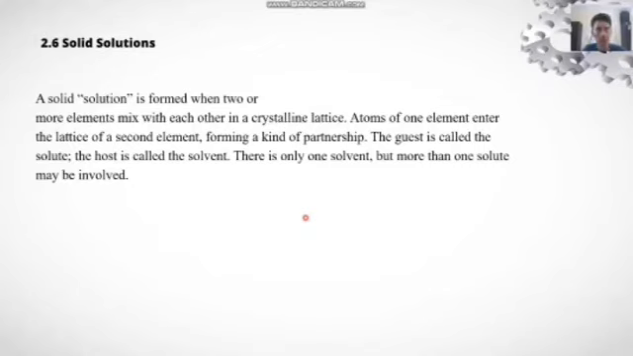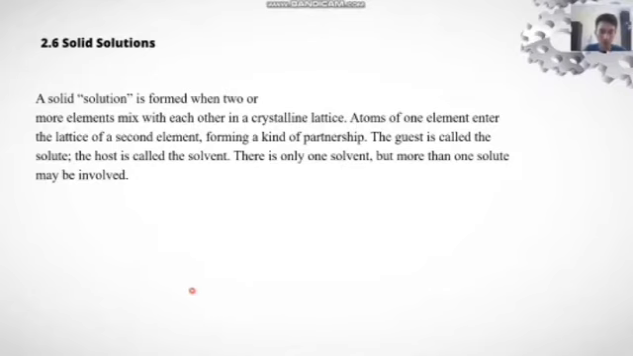2.6 Solid solution. A solid solution is formed when two or more elements mix with each other in a crystalline lattice. Atoms of one element enter the lattice of a second element, forming a kind of partnership. The element that enters is called the solute. The host is called the solvent. There is only one solvent, but more than one solute may be involved.